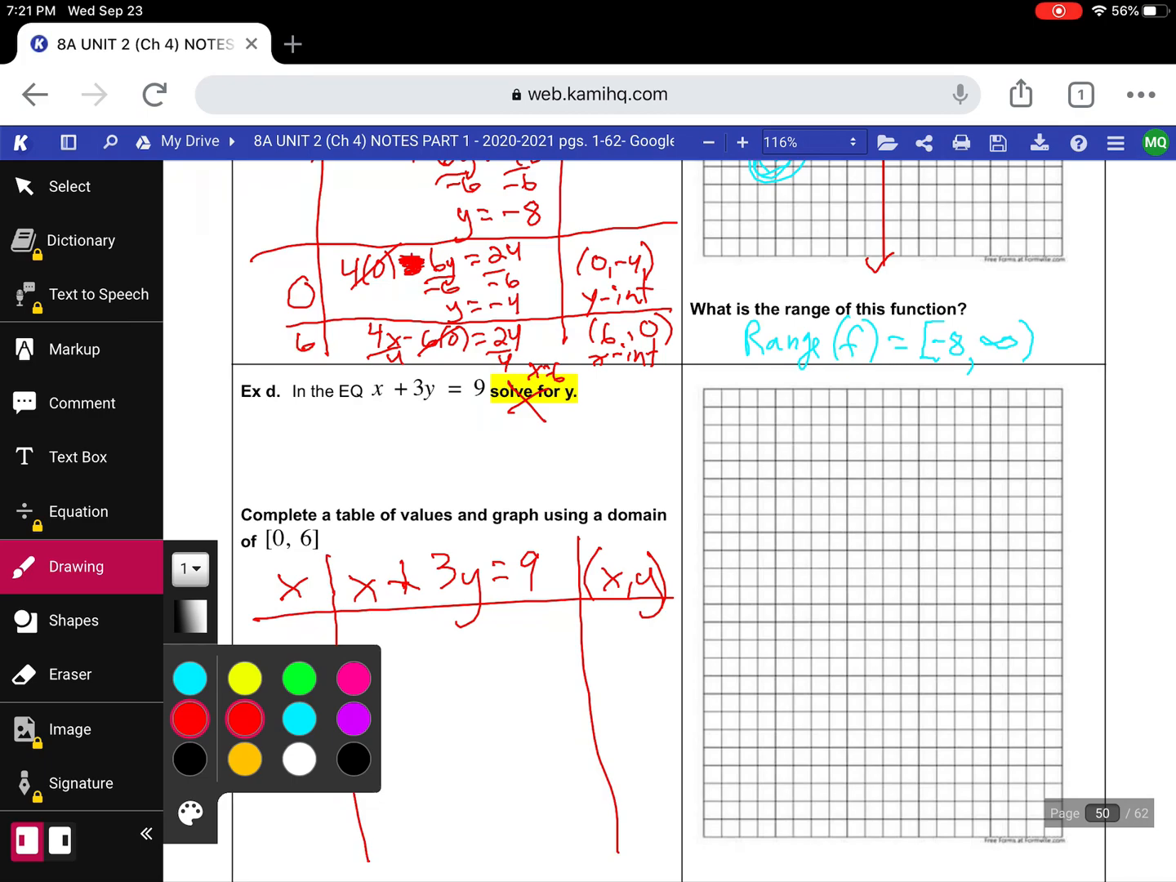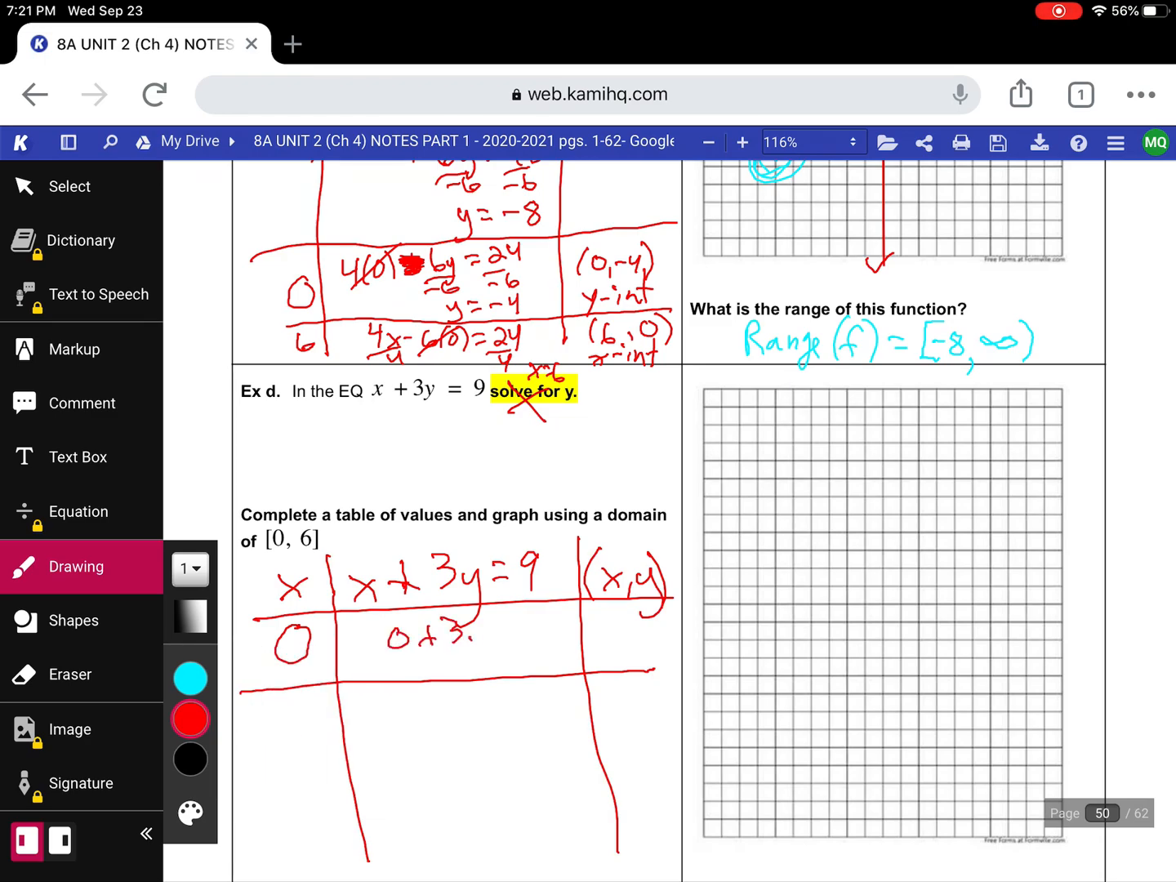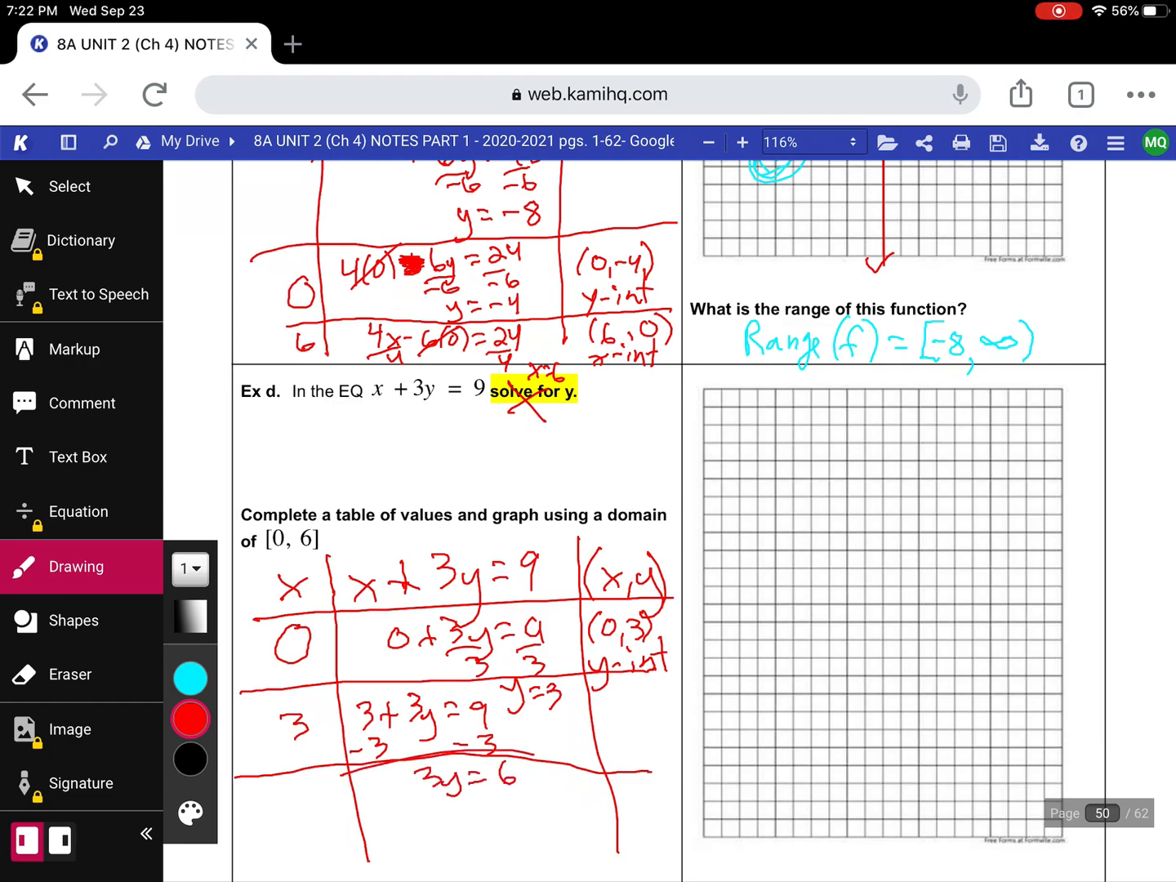Okay, so here we again have a restricted domain. And it's restricted on both sides, right? 0 to 6. So when I have a restriction on both sides, I'm going to make 0 my first point, and I'm going to make 6 my last point. So we've got 0 plus 3y equals 9. I hope you see right away that that's y equals 3. So (0, 3) is my y-intercept. Okay? We're going to go to 6, so let's pick the 3. It's nice intervals, right? That's going to be 3 plus 3y equals 9. Subtract 3, you get 3y equals 6, right? And y equals 2.